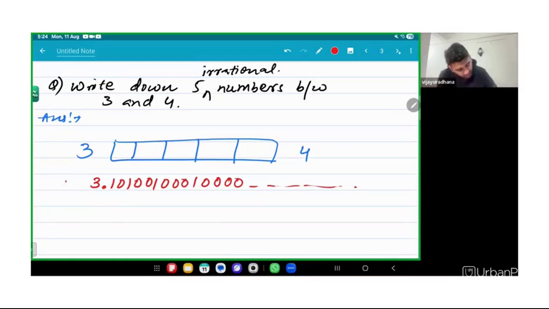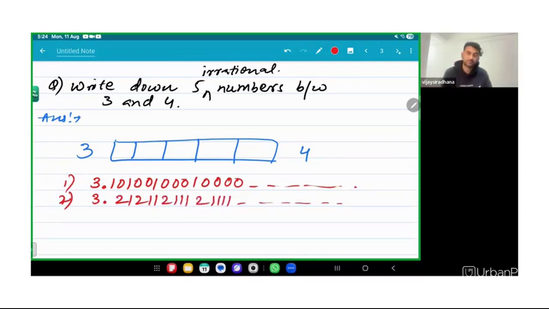What about this one? So this one is the first. Second, 3.21, 3.2112111211112, and it will keep on going. This is irrational because, first of all, the digits are non-terminating and they are non-repeating also, right?